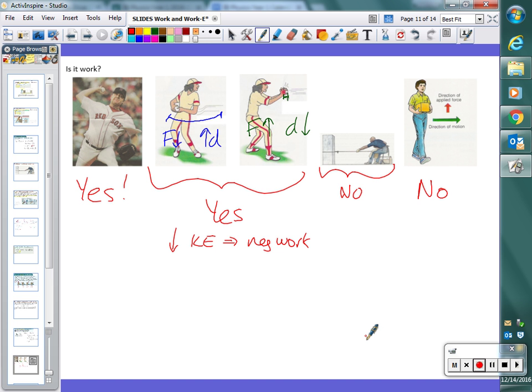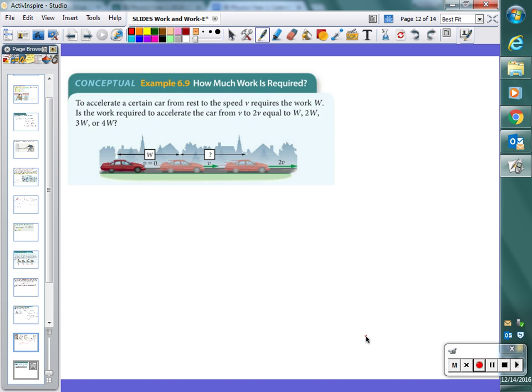All right, so let's take a look at this next conceptual example that involves an accelerating car. This is the kind of question that shows up on multiple choice sections of standardized tests all the time. No numbers, just relationships. So let's keep in mind what we're looking at. It says, to accelerate a certain car from rest to the speed of v requires work w. Is the work required to accelerate the car from v to 2v equal to w, 2w, 3w, or 4w?